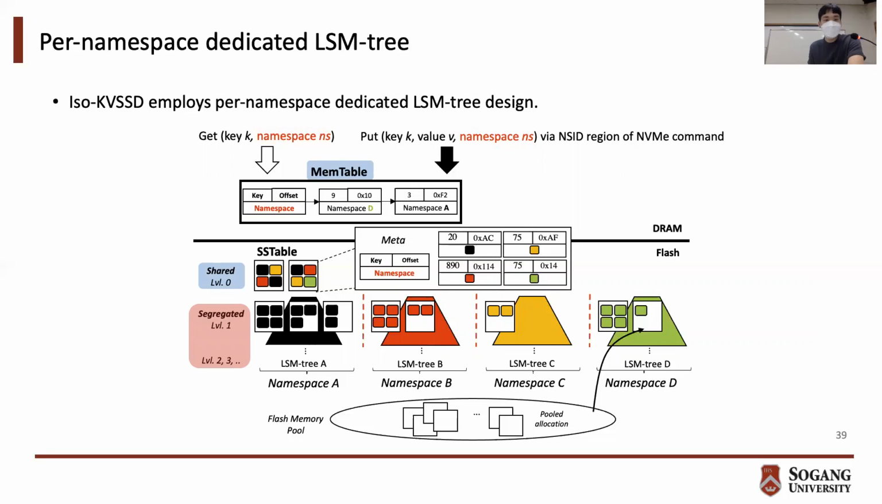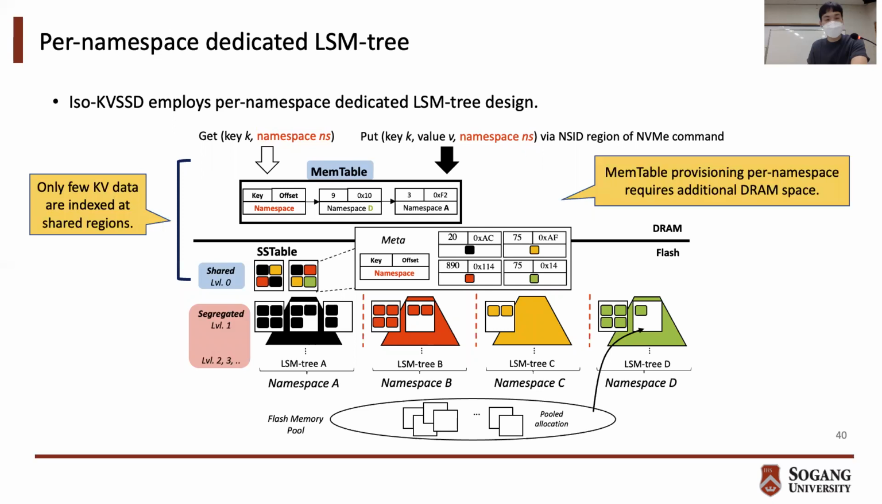Next, ISO key value SSD employs the per namespace dedicated LSM tree design. In the mem table and the lowest level L0 SS table, key value data of tenants are mixed and stored all together. On the other hand, in the other level SS tables, key value data is separately stored based on namespace.